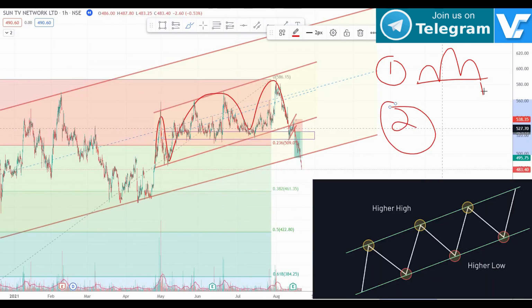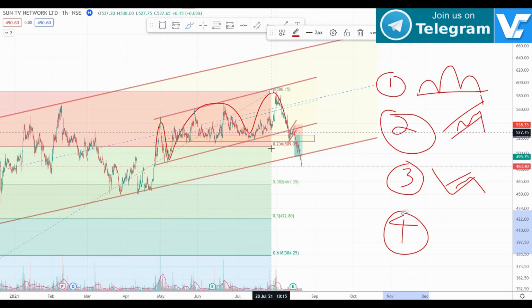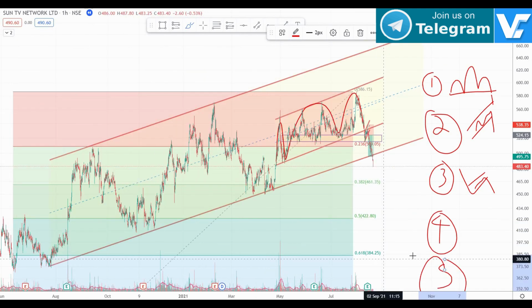Second reason, we can see a parallel channel breakout happened here. And third reason, we can see a flag pattern, a down flag pattern, and it also got a breakout here. Fourth reason, we can't see any strong Fibonacci retracement level.